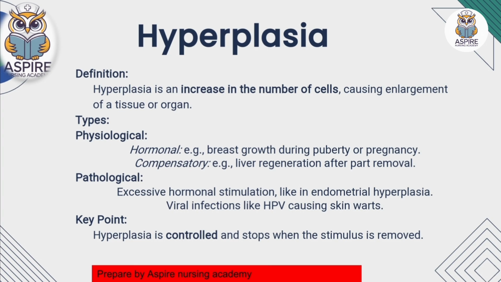Pathological hyperplasia, like in endometrial hyperplasia from too much estrogen or HPV infections causing skin warts. Key takeaway: hyperplasia is controlled and it reverses once the cause is gone.